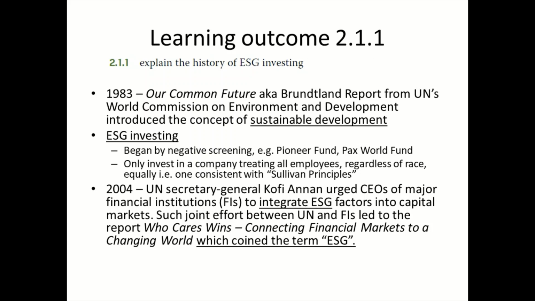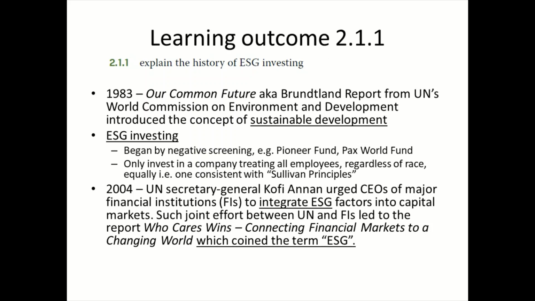The other important milestone of ESG investing was the so-called investor divestment movement during South Africa's apartheid era. There was a so-called Sullivan principle, which says that a company should treat all employees equally regardless of race. And for a company that doesn't follow the Sullivan principles, the investor should divest from that company.